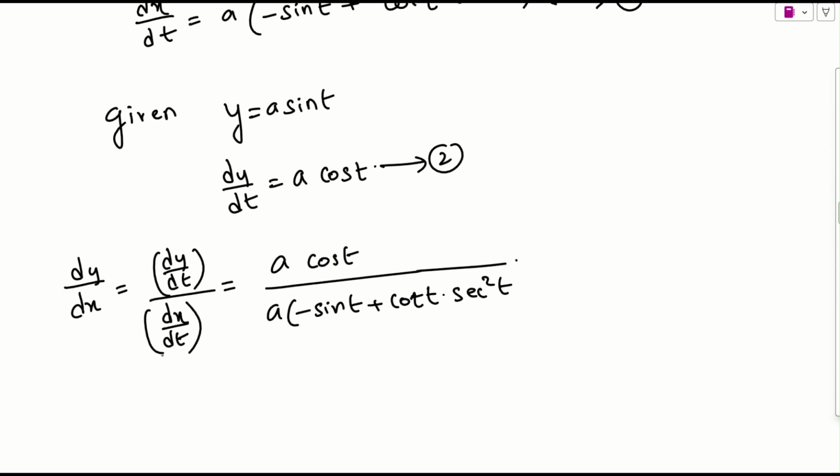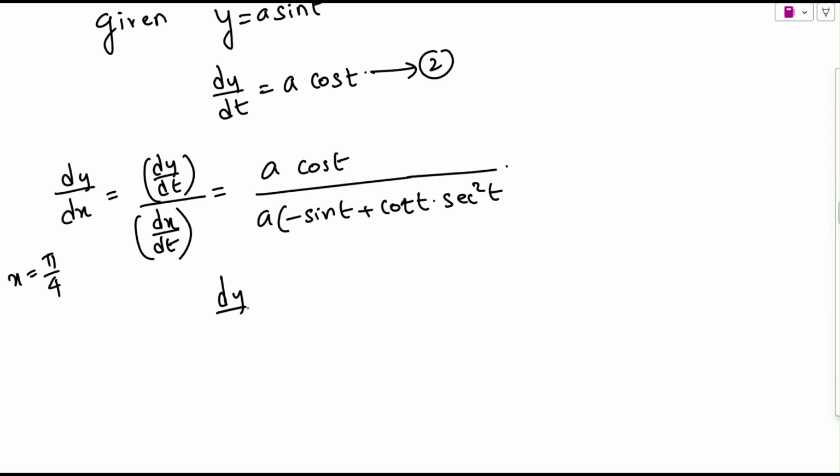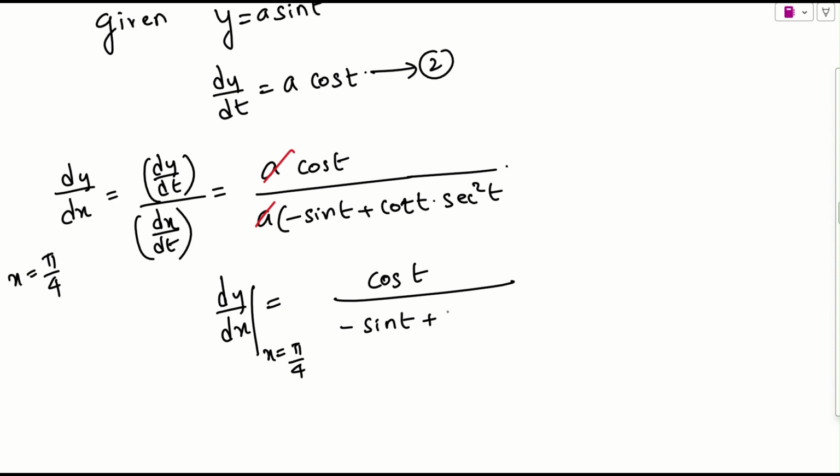Yes. So what should we do? You have to find dy by dx at what value? At x is equals to pi by 4. Pi by 4 is nothing but 45 degrees. Okay. So I can say that dy by dx is equals to, simply we can cancel a from the numerator as well as the denominator. So what I'll be getting here at x is equals to 45 degrees, which is pi by 4, is cos t by minus sine t plus cot t into secant square of t.